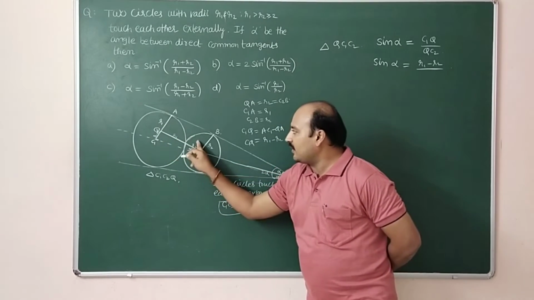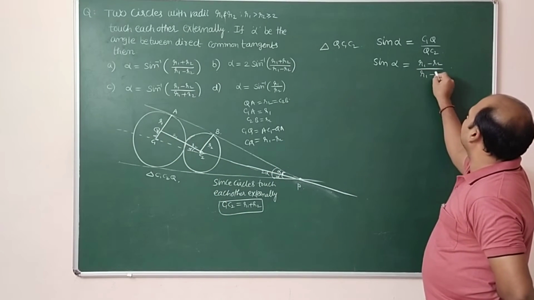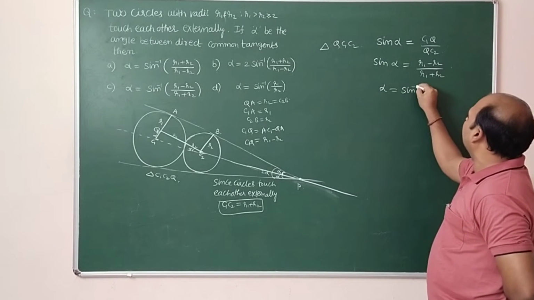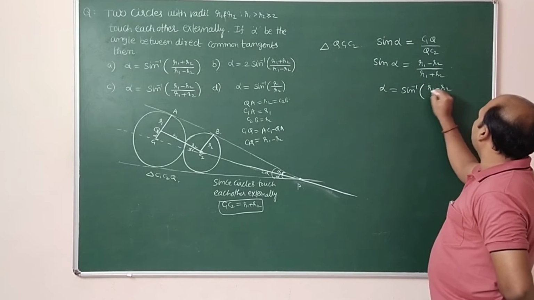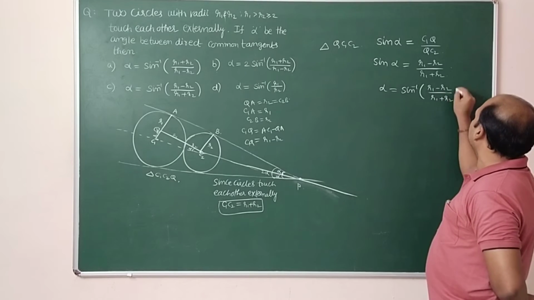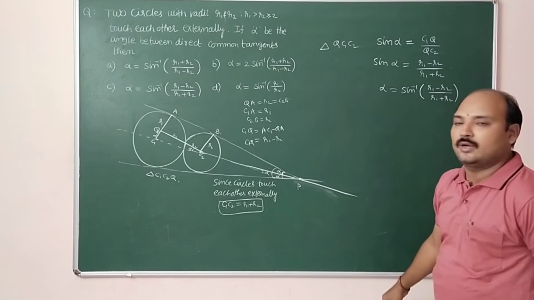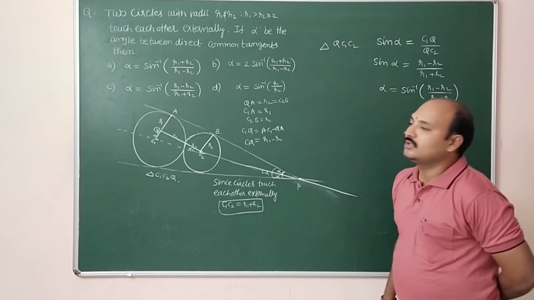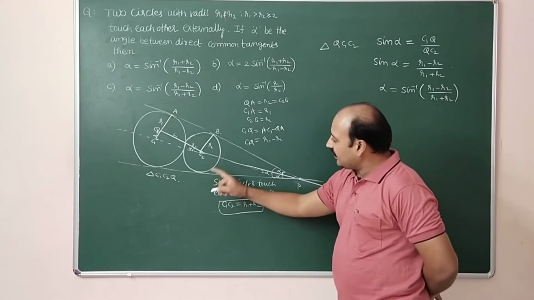QC2 R1 plus R2. So alpha is equal to sin inverse of (R1 minus R2) by (R1 plus R2). You can use this as a shortcut formula also in the questions. After that, they are asking the angle between direct common tangents.